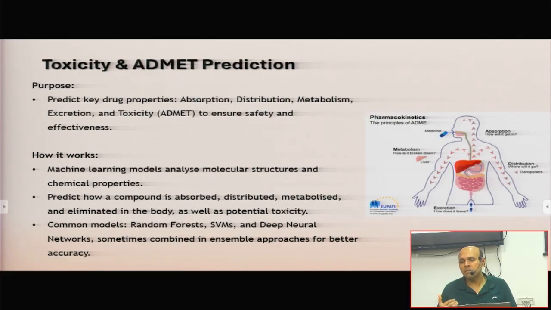It crosses the blood-brain barrier as well, if he has meningitis. So many things. There are drugs that will not cross those barriers. So you need to consider all the different features. So machine learning models analyze molecular structure and chemical properties. You predict how a compound is absorbed, distributed, and eliminated in the body, as well as potential toxicity. And then common models, again, the same models are there: random forest, SVM, deep neural networks, sometimes combined with ensemble approaches for better accuracy.